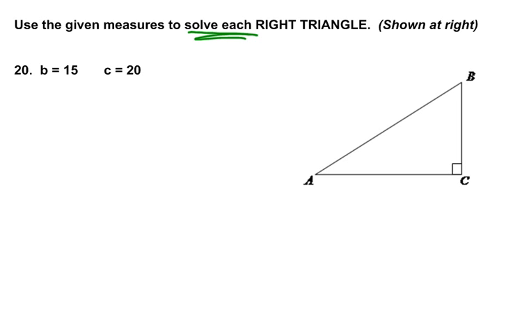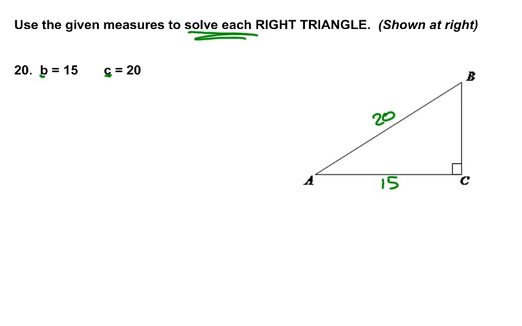In number 20, we've been given the lengths of two sides. We always know those are measures of sides because they're lowercase letters. Side B is 15, and we know that side C is 20. Side C is our hypotenuse, so that's handy. We have the hypotenuse of 20, and leg B is 15.